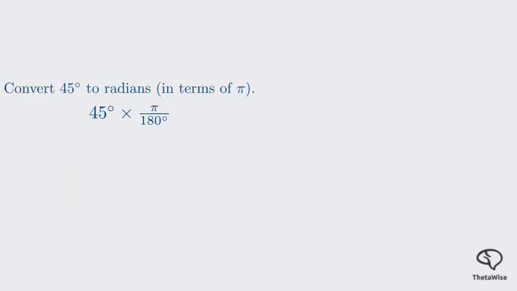Let's work through some examples. First, let's convert 45 degrees to radians, expressed in terms of π. We multiply by our conversion factor, π over 180. 45 divides into 180 4 times. So, 45 degrees is π over 4 radians. The degree symbol is always used for degrees, but for radians, the little c or rad is often omitted.